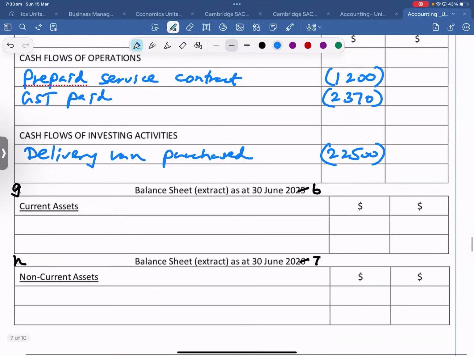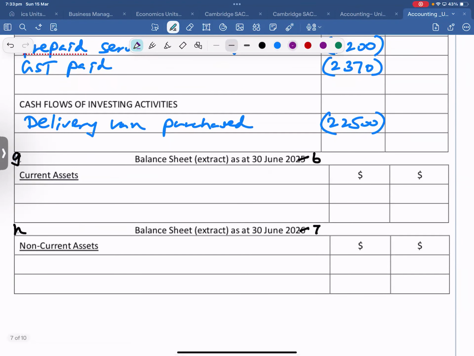Right. Then the balance sheet as at 30 June 26, for the current assets, guys. So what do we show on the current assets? Prepaid service contract. How much? 900. Everyone is okay with that? 900, because 1,200 has been paid for 12 months on the 1st of April. So after a lapse of 3 months, it is only 900.